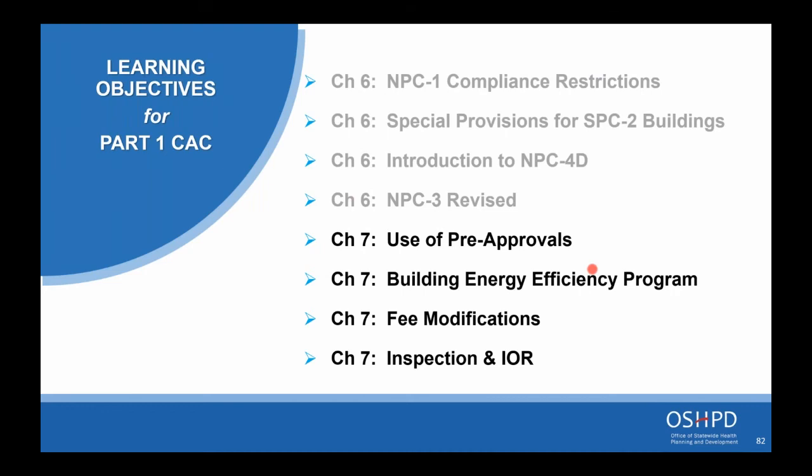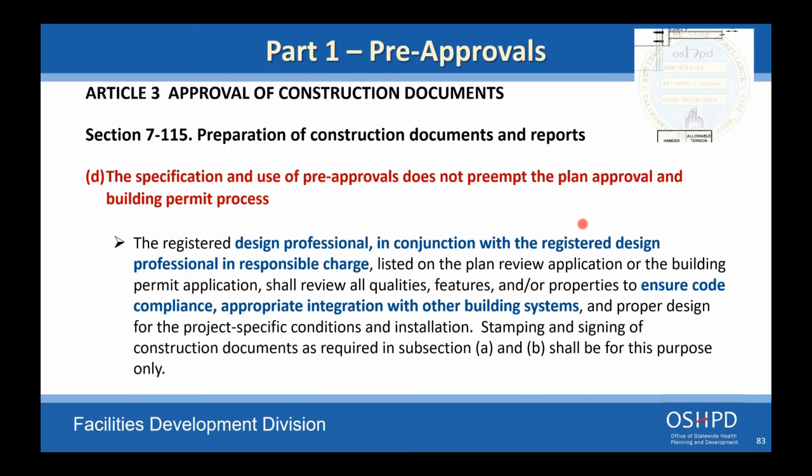Use of pre-approvals. Okay, getting away from the NPC stuff. When you're using pre-approved details, we really encourage this. They're very useful, but the design professional and the engineers using them are responsible for making sure they comply with the building or the project that they're doing. So basically what we're saying is look at the details, make sure they are applicable to the type of construction and so forth. Stamping and signing of the construction drawings are required by the CAC, the administrative code, and shall continue to be used for this purpose.